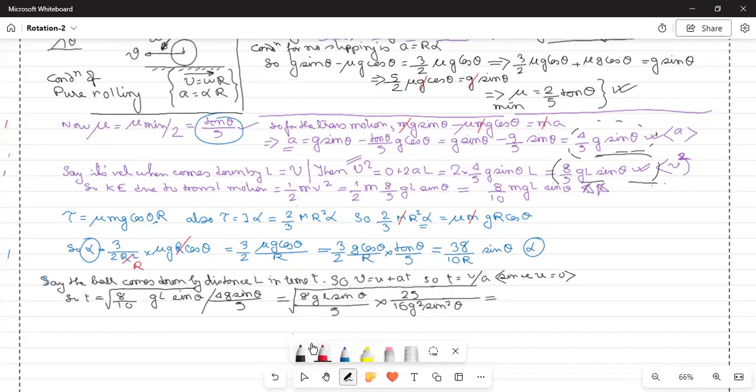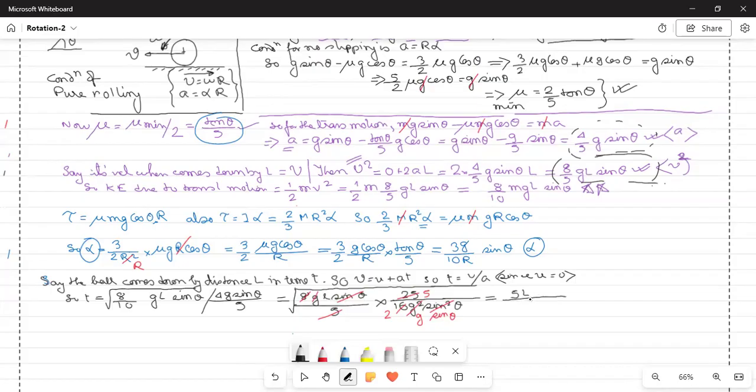Now what do you find? This 8 crosses with 16, we are left with 2. 5 crosses with 25, we are left with 5. This g crosses with g square, we are left with only 1g. So on the numerator I have 5L sine theta, and sine square theta cancels. I have only sine theta. So on the numerator I have 5L.